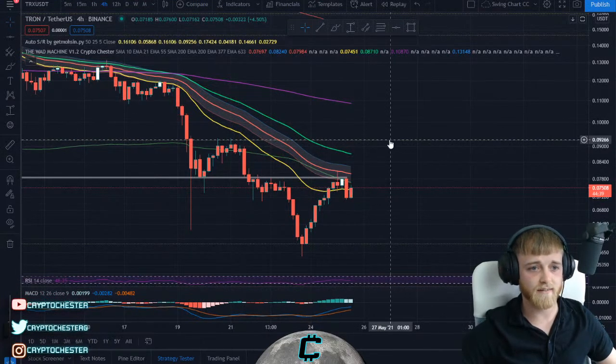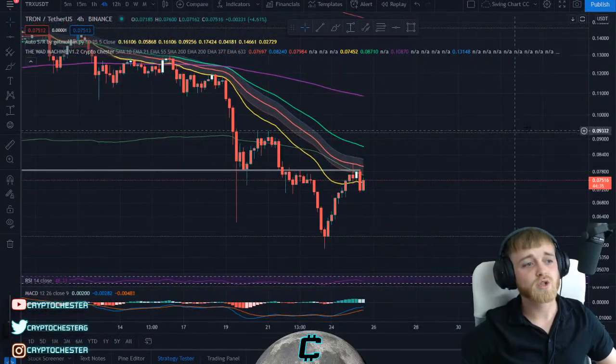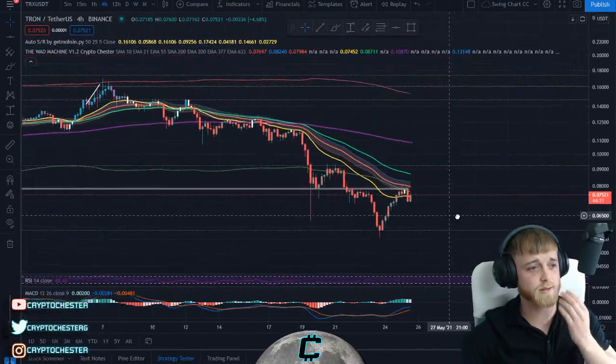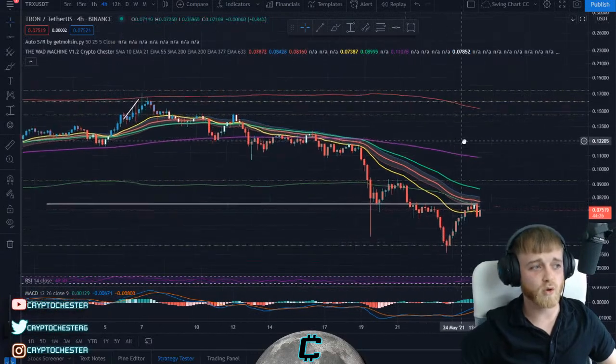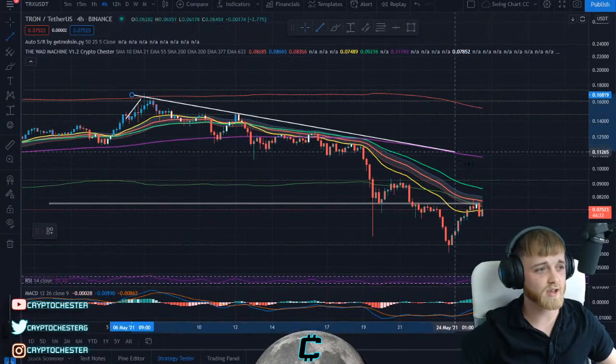We've got the 200 coming down, and that is around 9 cents itself, right? Definitely something to consider when trading Tron on the midterm. But as I said, a lot of the charts are the same. A lot of the charts are playing out the same things at this point in time. So I would be cautious, right? I would be cautious because when that happens, you do get a lot of traps.